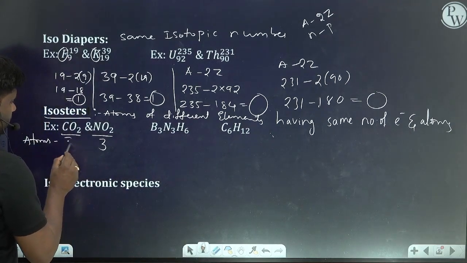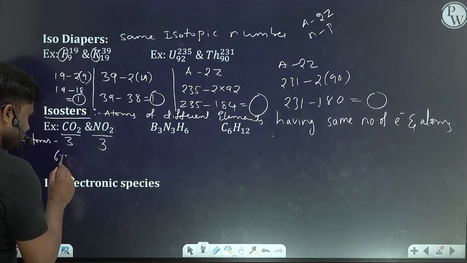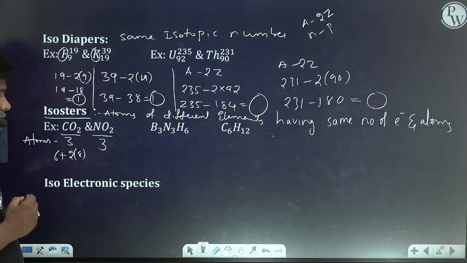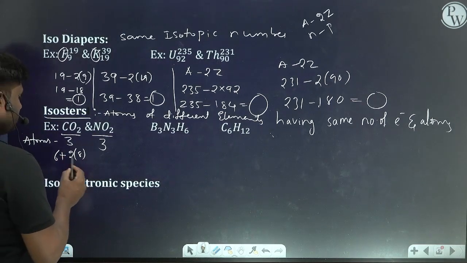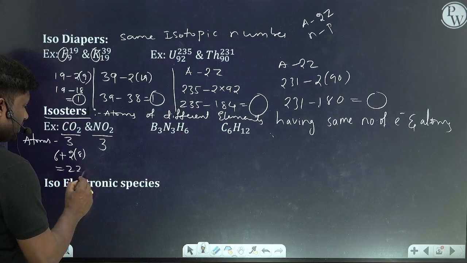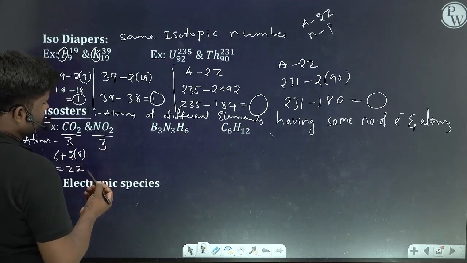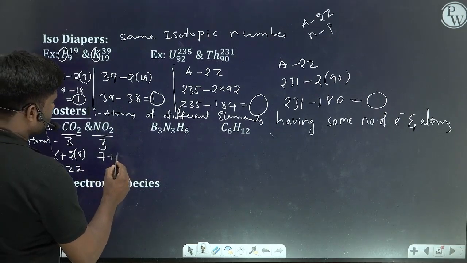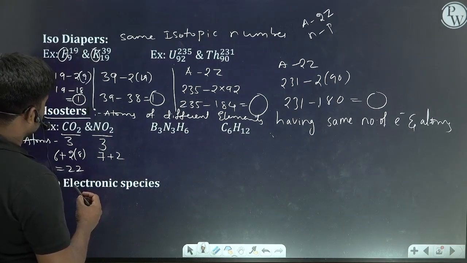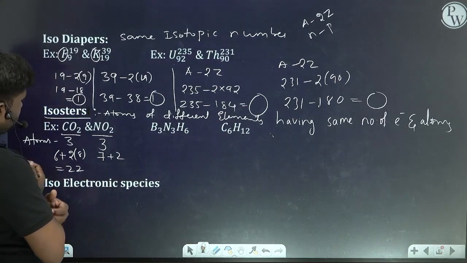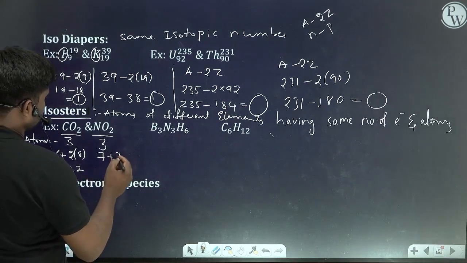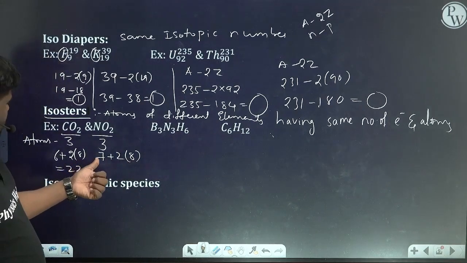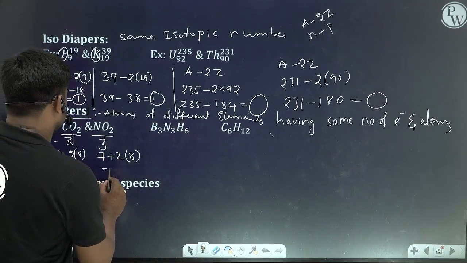So atoms are 3. Carbon has 6 electrons plus oxygens 2, each oxygen carries 8 electrons. So 2 plus 8, 16. 16 plus 6 is 22 electrons. Here nitrogen, 3 atoms and electrons: nitrogen 7 electrons plus 2 into 8, 16. 16 plus 7, 23.